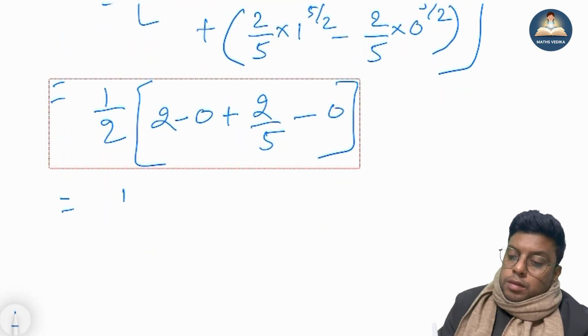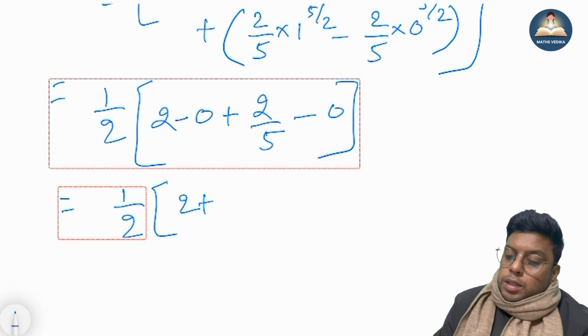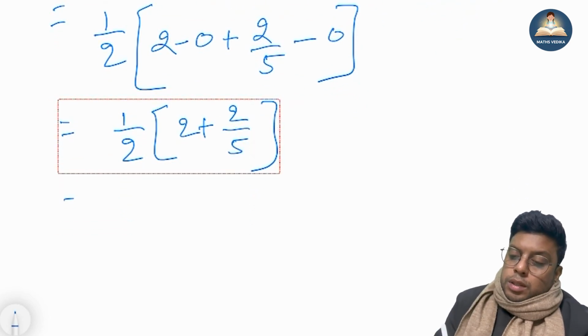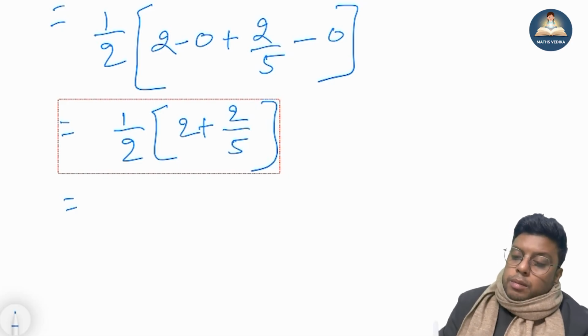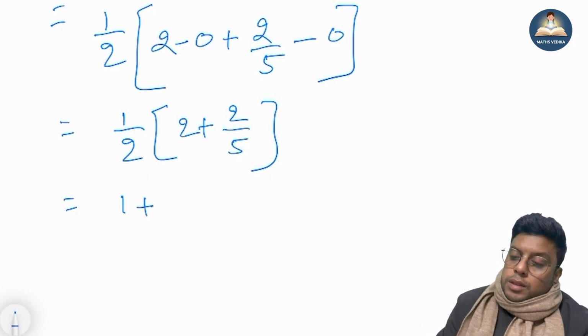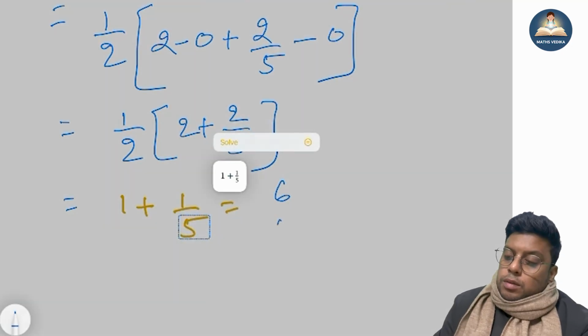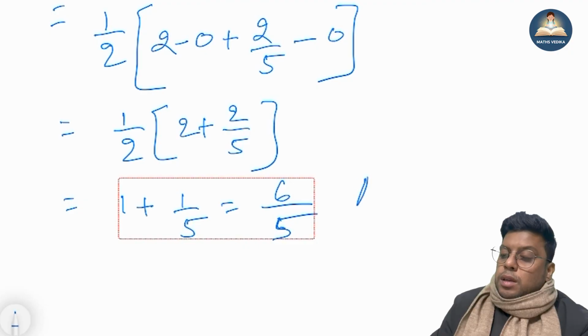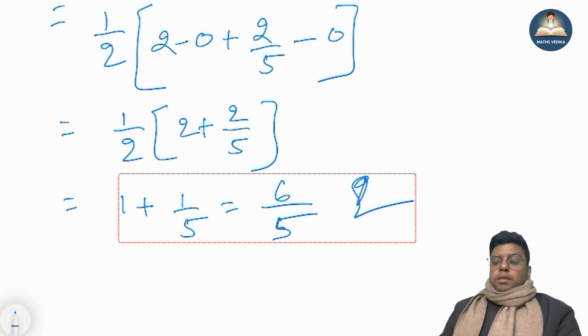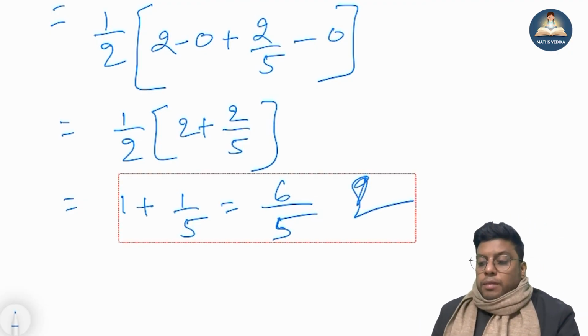Now this is equal to half into 2 plus 2 by 5, which is equal to, when the value in the bracket is multiplied by half, 1 plus 1 by 5, which is equal to 6 by 5. This is the final answer, which is the answer of the definite integration.